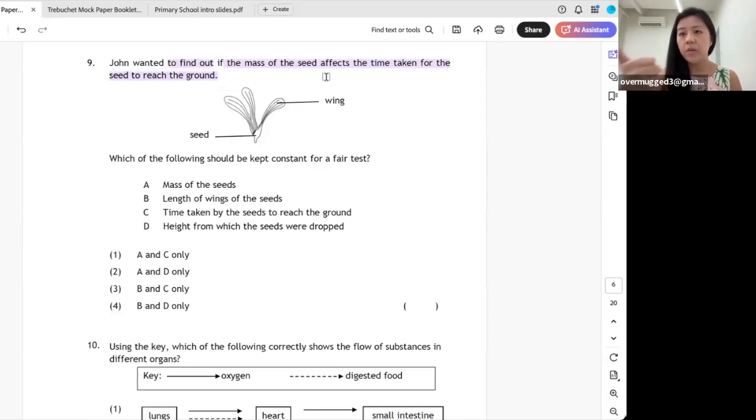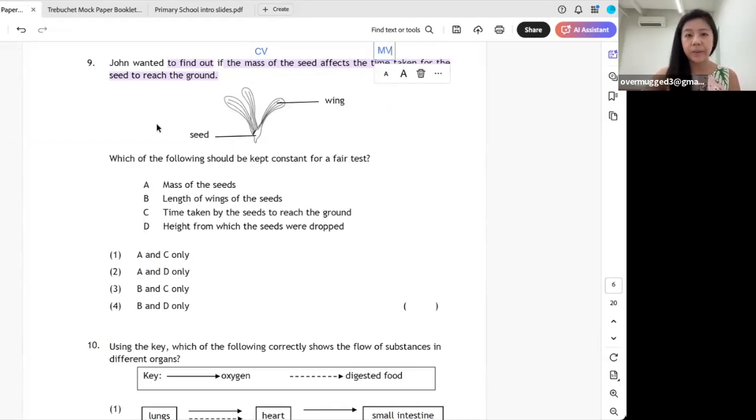Now, with every aim, there's always two things you should be able to identify. One is your change variable. One is your measured variable, which is the results you're measuring for the experiment. Okay. In this case, if you were to read the question, you should be able to identify that the change variable is the mass of the seed and the measured variable is how long the seed will take to reach the ground.